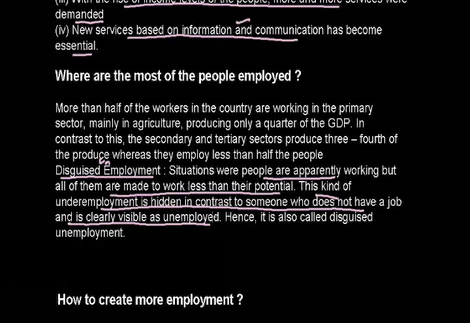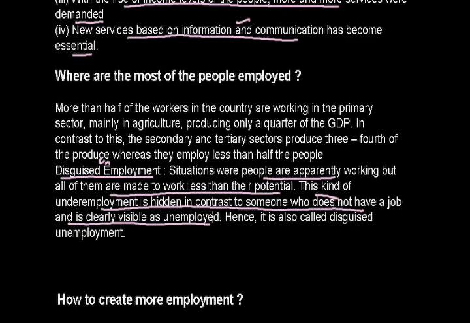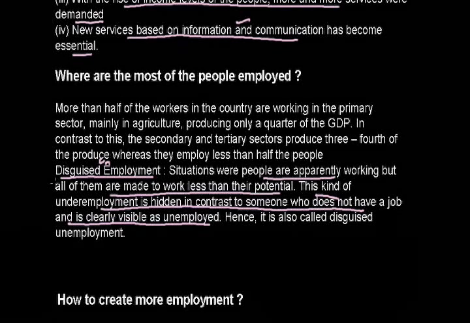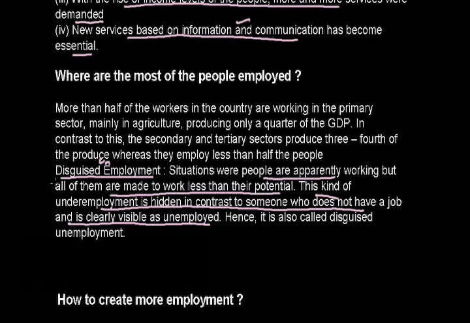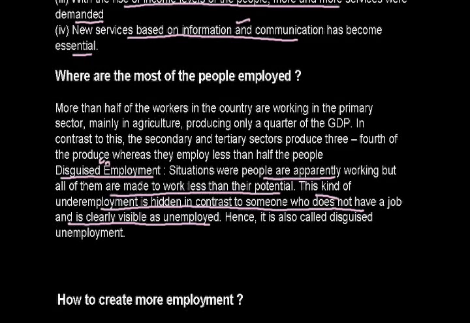So most of the people who are based in the primary sector are affected by disguised unemployment. If these people are removed from the primary sector and taken to the tertiary sector, or if skills are developed in these people and they are taken to the secondary sector, the contribution of the secondary and tertiary sectors is going to rise. So, where are most of the people employed?